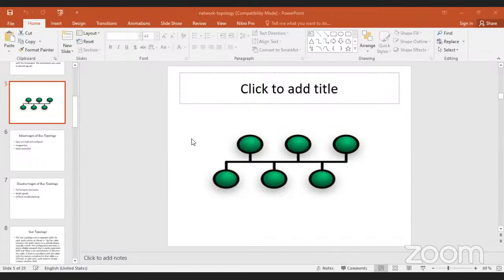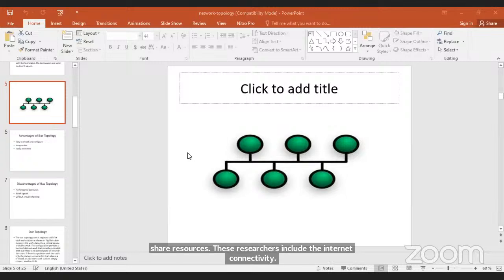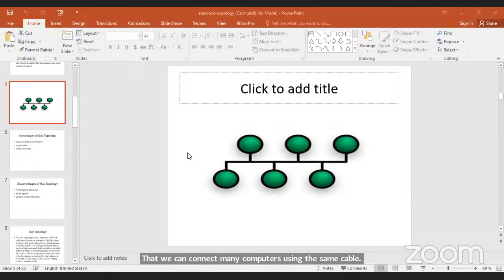Yes, and have been answered. Eshtera has said that we connect computers to share resources. So we have a bandwidth, that's the internet, isn't it? So we form a network so that we share the same network. We connect computers together so that we can share resources. These resources include internet connectivity. We can connect many computers using the same cable. We can connect many computers to the same printer, right? We can connect computers to one single server.